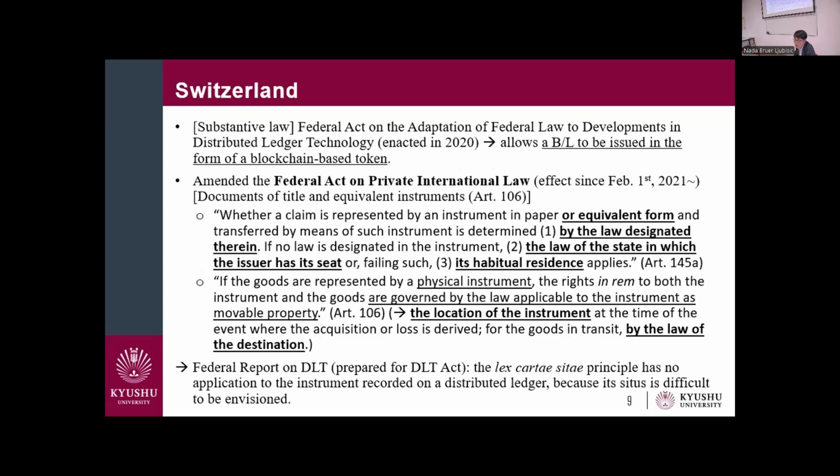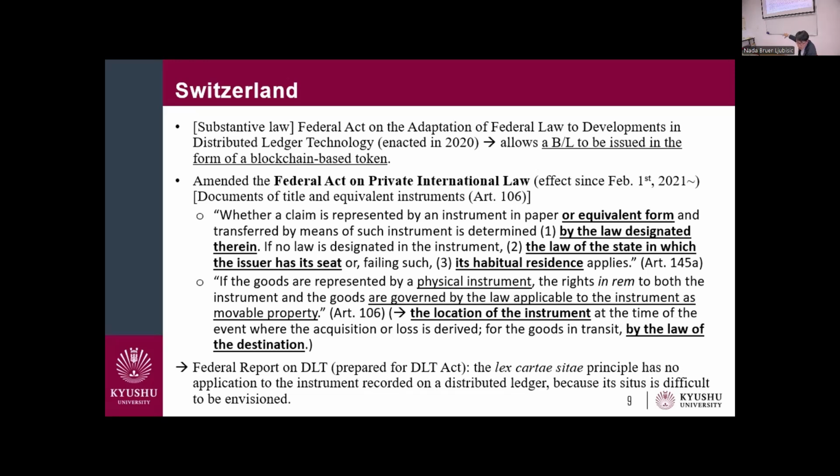Switzerland, I think, shows the most developed version that is applicable to the blockchain bill of lading. There was actually an amendment, the new legislation for the Federal Act on the adaptation of federal law to developments in distributed ledger technology, which was enacted in 2020, and that allows a BL to be issued in the form of a blockchain-based token. So they are equipped with a substantive law that's directly addressing this blockchain technology record.